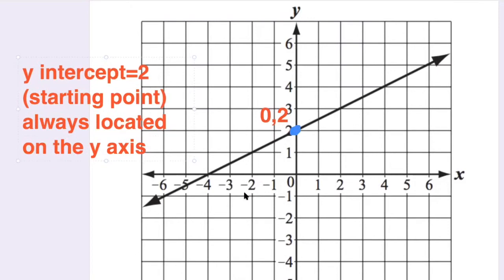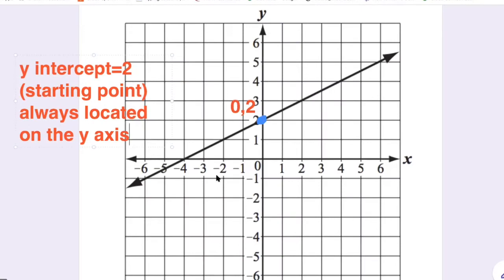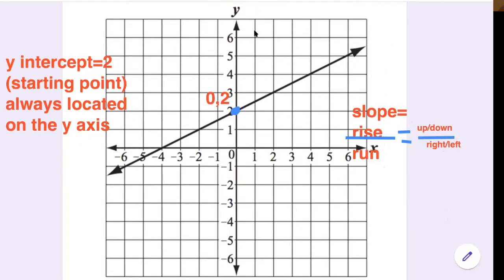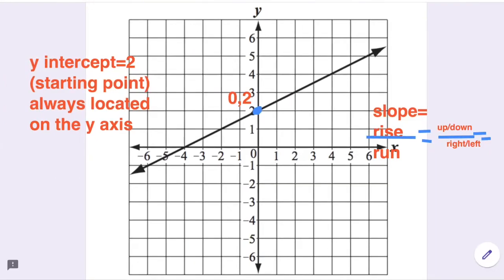Next, we need to figure out our slope. Our slope, as we had determined before, is the rise over run. So for this case, we're going to have to identify one more point. And I am going to identify the point. I like to find a point that's right on the graph where I have two whole numbers, if possible, for x and y.